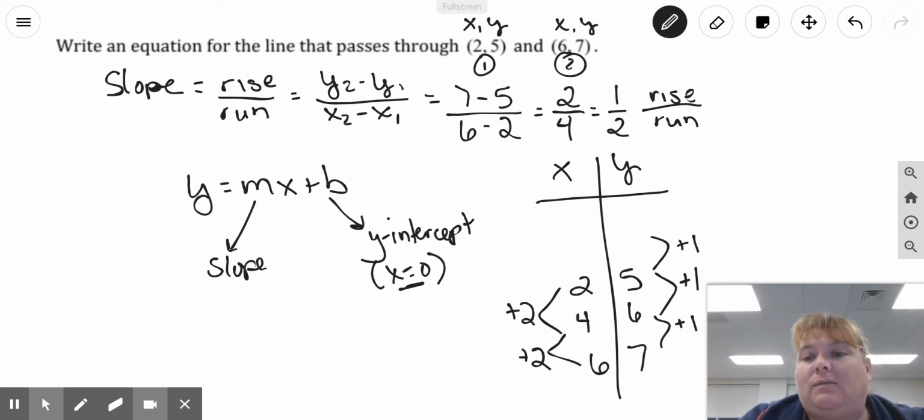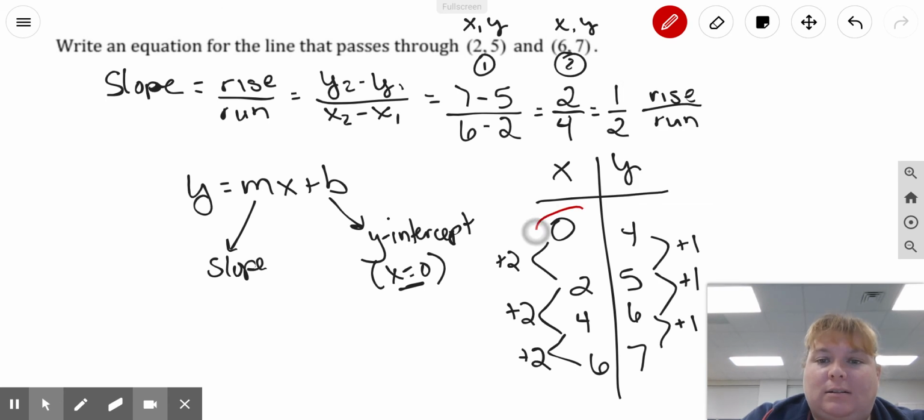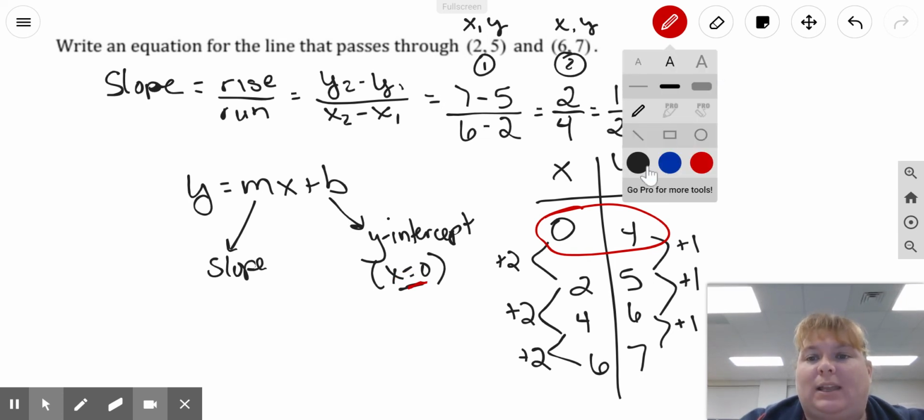So 5, instead of plus 1, we're looking really for 5 minus 1, which is 4. And then we're also going to work this backwards. So something plus 2 equals 2, or we work backwards and say 2 minus 2 is 0. So if we look at this, right here, we now have when x is 0, right? Which means this is our y-intercept.